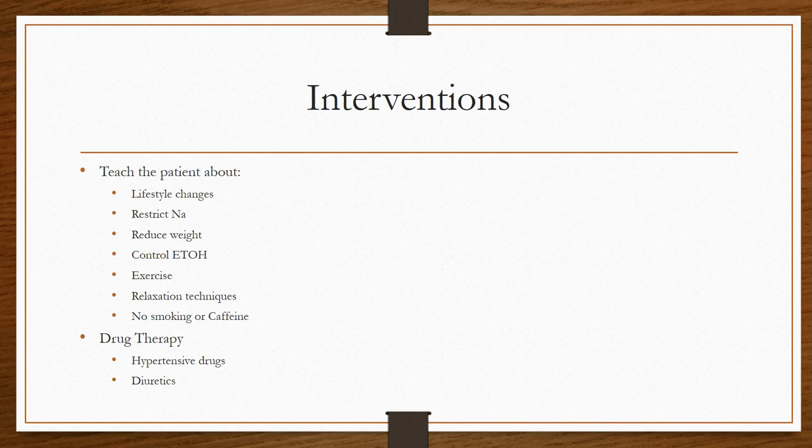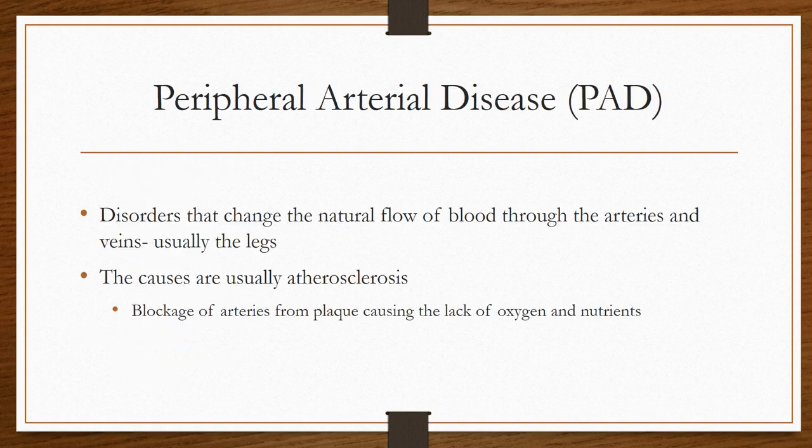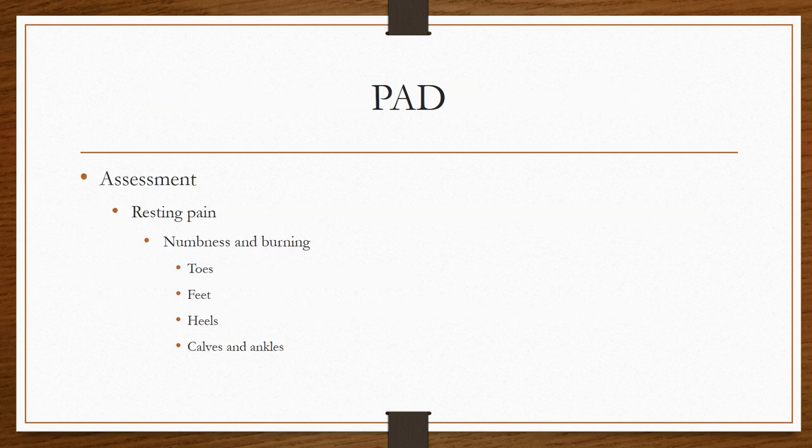Drug therapy is going to be hypertension medications and diuretics. Next disease process is peripheral artery disease. Disorders that change the natural flow of blood through the arteries, veins, usually in the legs. The causes are usually atherosclerosis, and that's blockage of the arteries from plaque causing the lack of oxygen and nutrients. So peripheral artery disease is when the arteries in your legs tend to not have enough arterial blood flow, and that causes issues. And we'll talk about those.